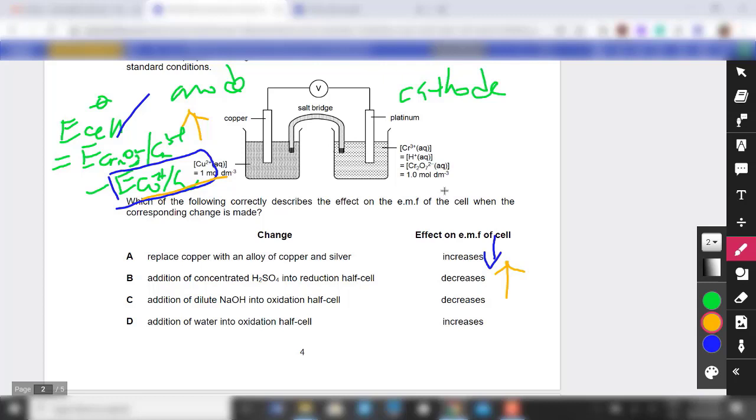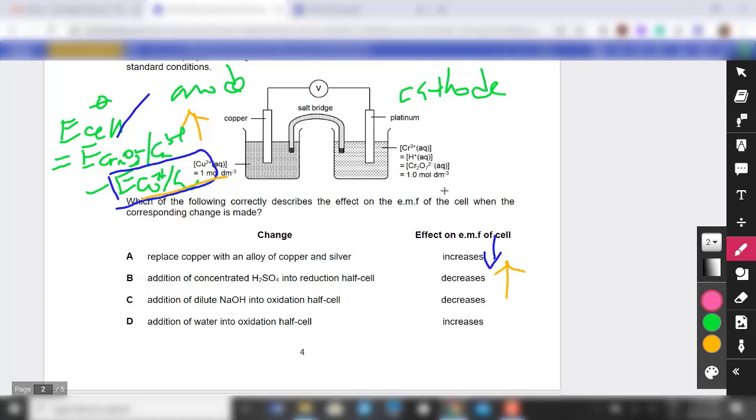Okay, so now next thing we want to look at is option C and D. If you look at option C and D, you realize that for option C, you add sodium hydroxide to the oxidation half cell. So if you look at the thought process, it will be to allow precipitation of copper 2 hydroxide. And the precipitation of copper 2 hydroxide will cause the concentration of copper 2 to actually decrease. If you add water to the oxidation half cell, what you're going to expect is the concentration of aqueous copper 2 will decrease as well.